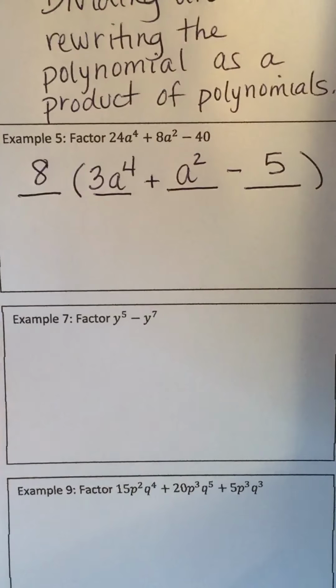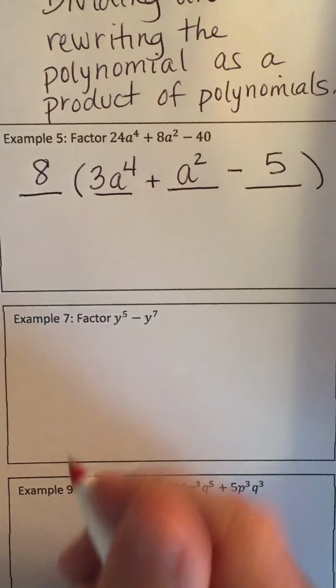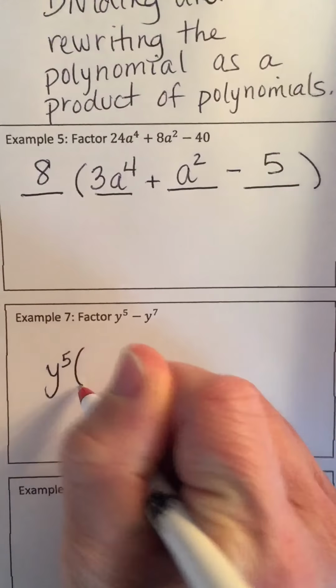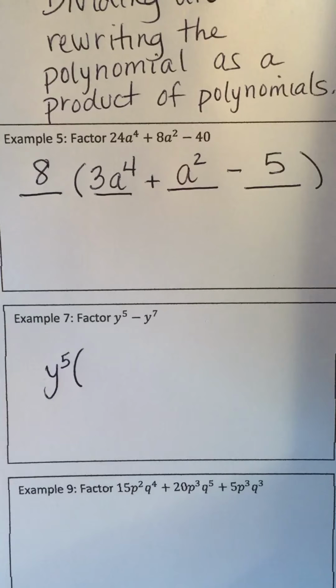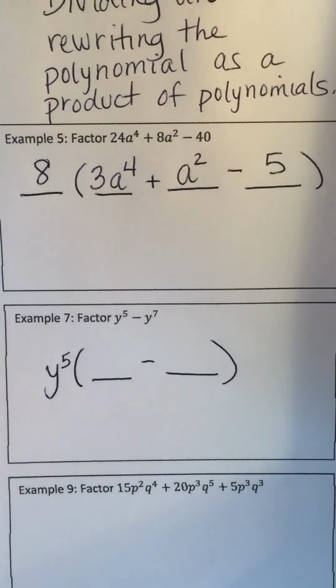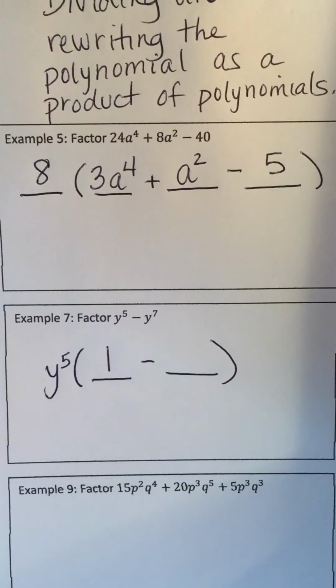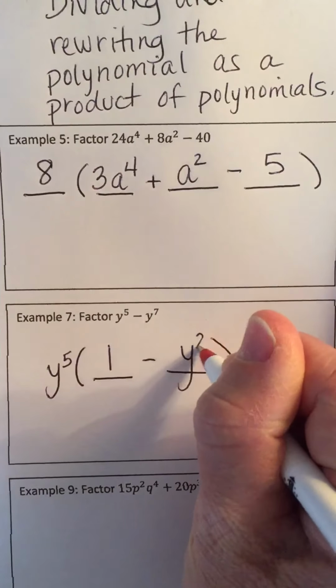Example 7. Factor y to the 5th minus y to the 7th. In this case, we only have variables. No coefficients to factor out. The largest amount of y's that are in both of them is y to the 5th. We still need 2 terms inside our parentheses so that when we multiply back, we still get a binomial. In that first spot, it is a 1. y to the 5th times 1 is y to the 5th. We've got 5 y's outside. We need 2 more to get to y to the 7th.